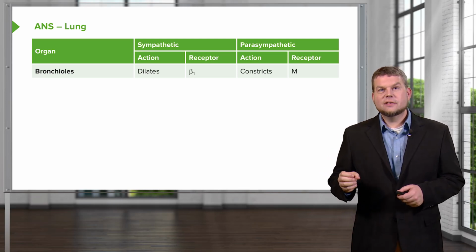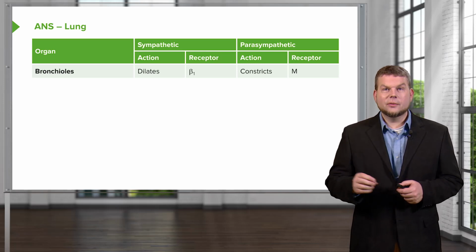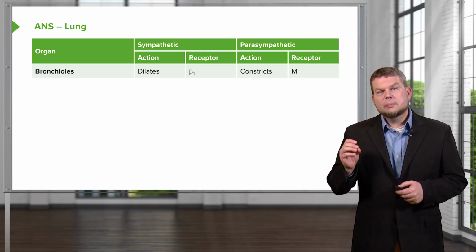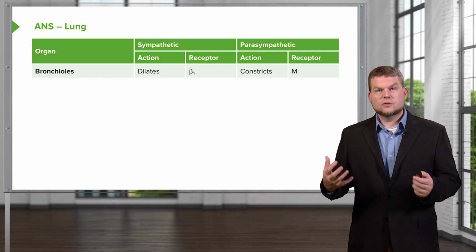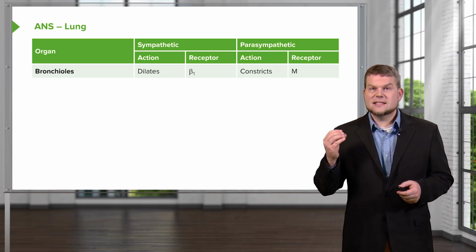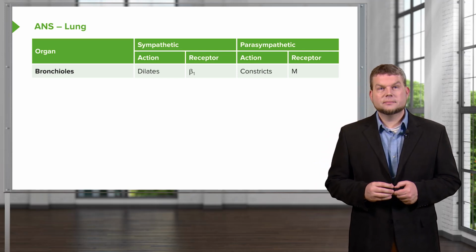And the sympathetic nervous system does just that by dilating bronchioles. It does that through beta-adrenergic receptors. The opposite response is a constriction, and this is mediated by the parasympathetic nervous system through muscarinic receptors.